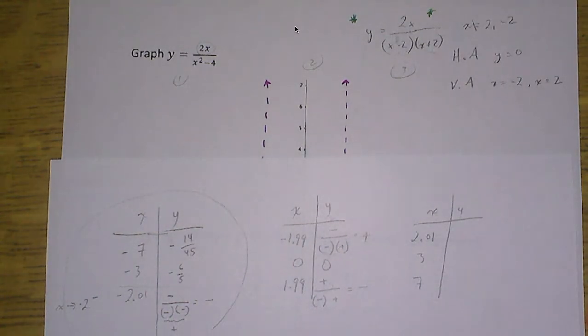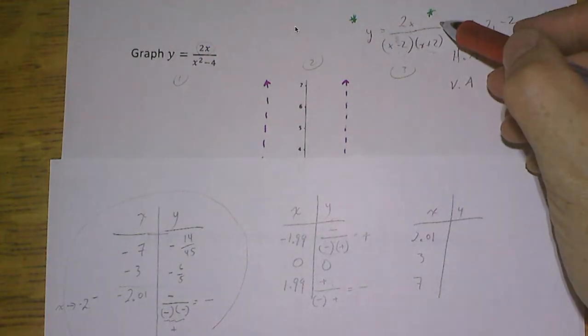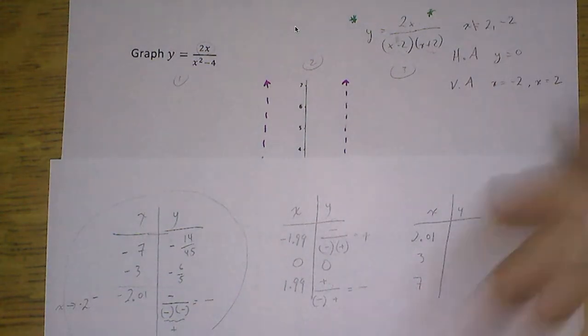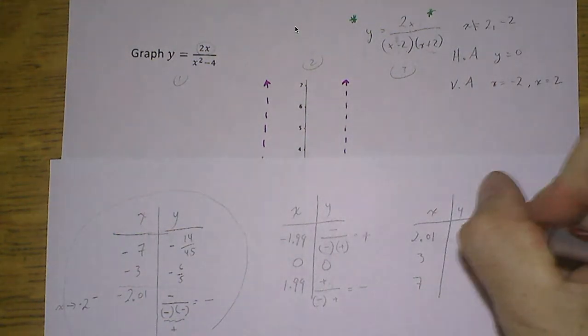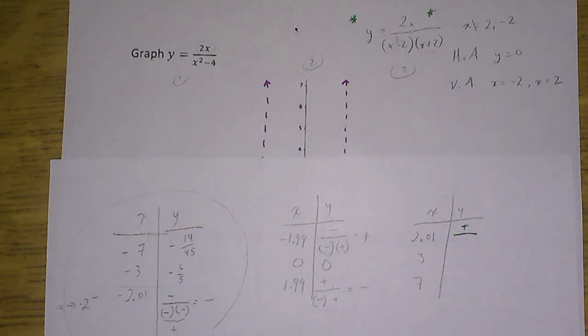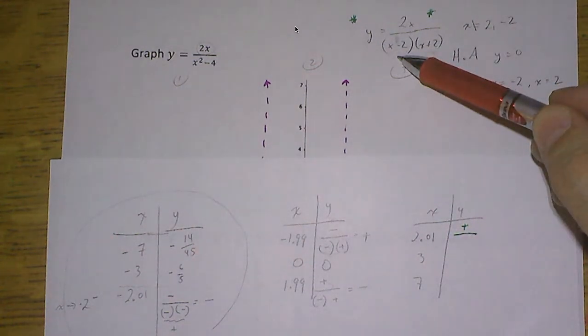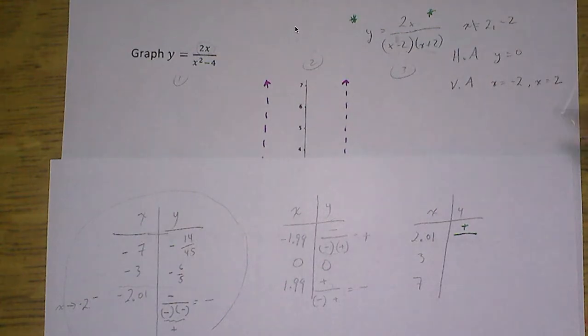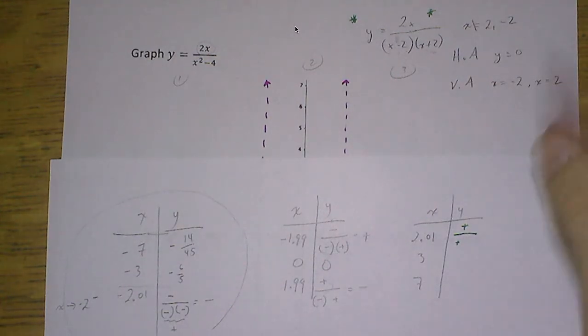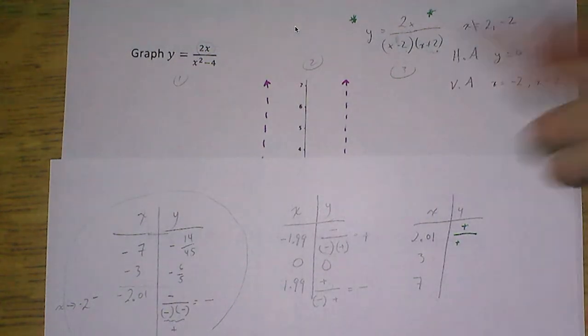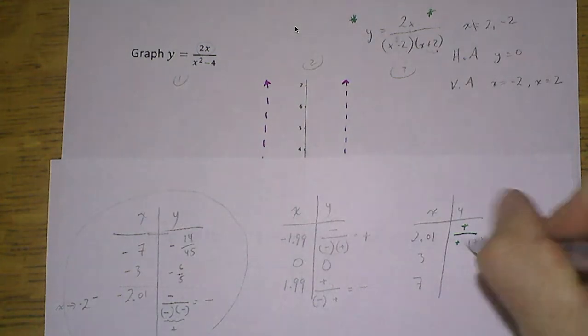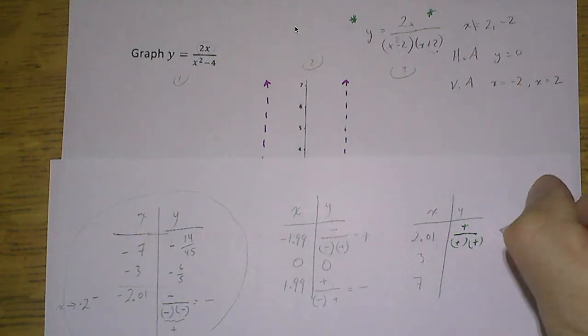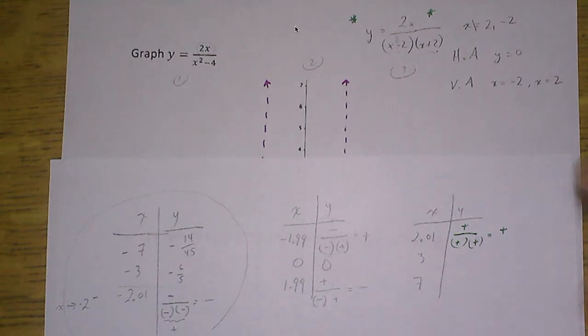Maybe I'll switch to pen. 2.01. You guessed it, I'm going to do the sine test because I'm very close to an asymptote. So overall, my numerator is positive. This factor here, 2.01 minus 2, will be a positive. My second factor over here, 2.01 plus 2, is also going to be a positive. So positive divided by a positive, no matter what they are, is going to yield a positive.